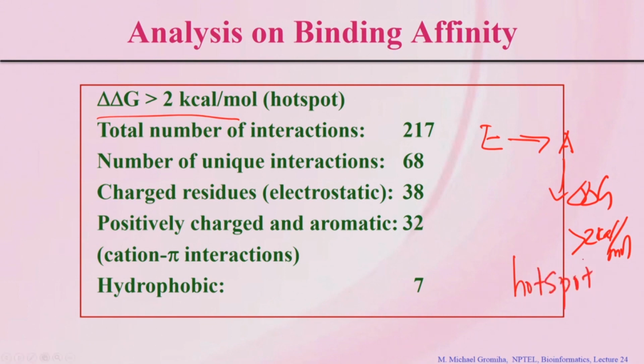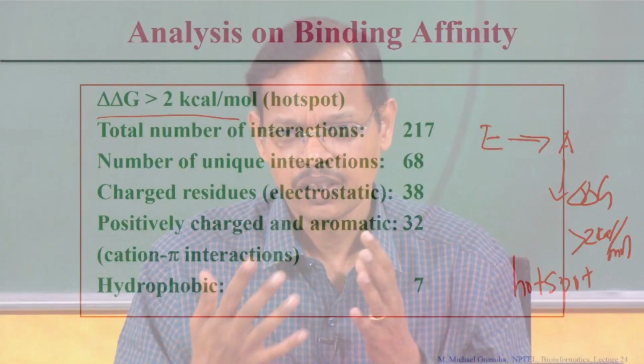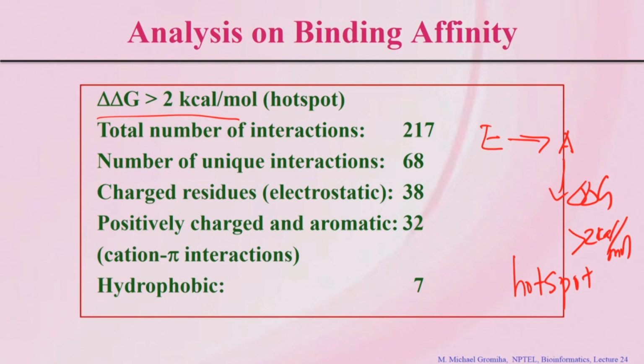So we scan the literature, where many data are available, and from this data we can find about 217 types of interactions that can reduce the binding affinity by at least 2 kilocalorie per mole. There are many common mutants, so we take the unique interactions, about 68 interactions, and we look into which residues are mutated for this drastic change.